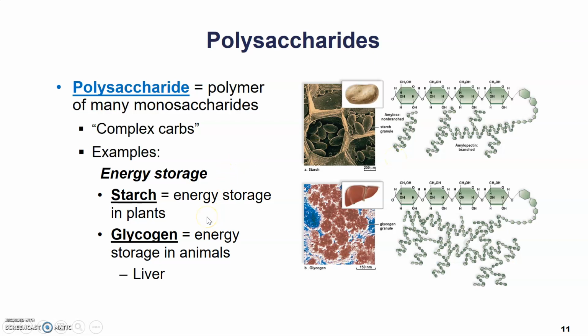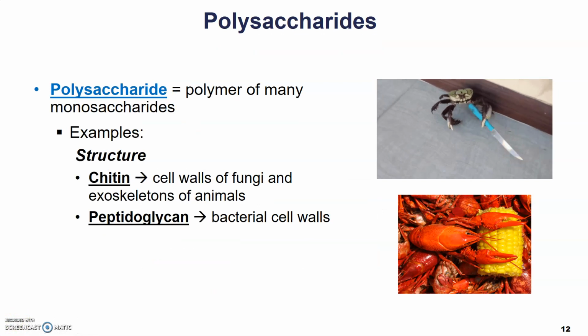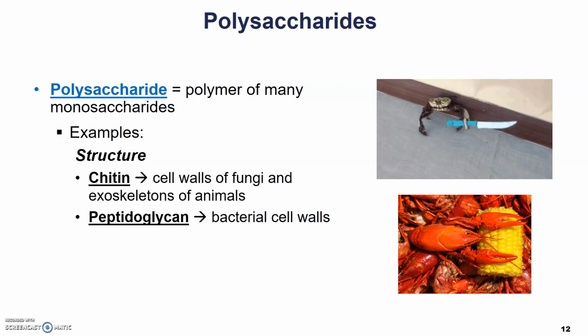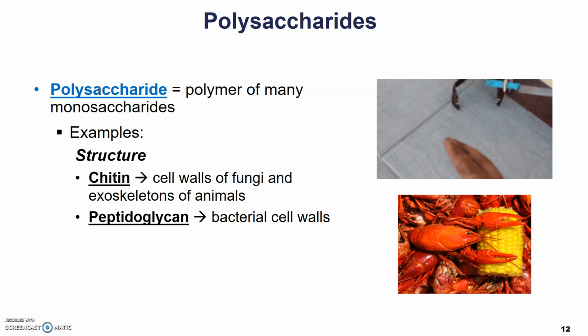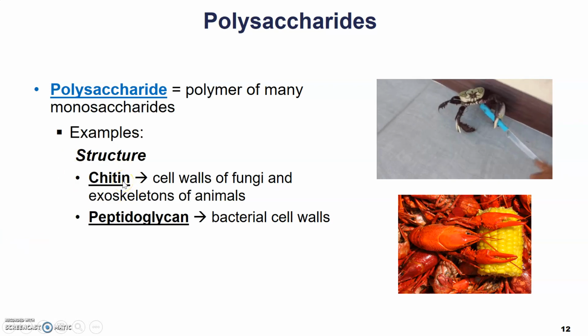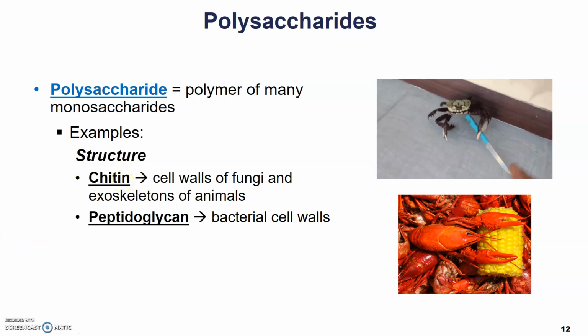We as animals cannot make or store starch. We make and store glycogen for our energy storage carbohydrate, and we store it within the liver. And so a lot of our energy stores are in that organ in the form of glycogen. And in addition to an energy storage function, these complex carbs, or polysaccharides, can also have structural functions. One of the first structural carbohydrates I'm going to talk about is chitin, and we've already talked about chitin before.